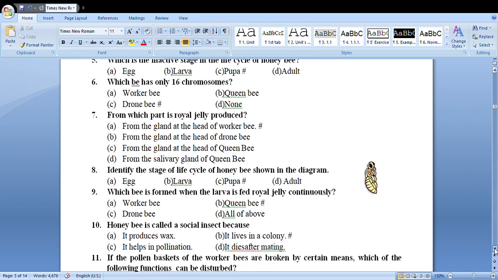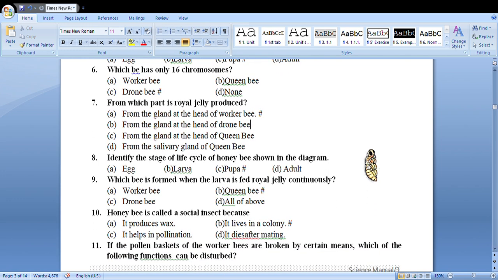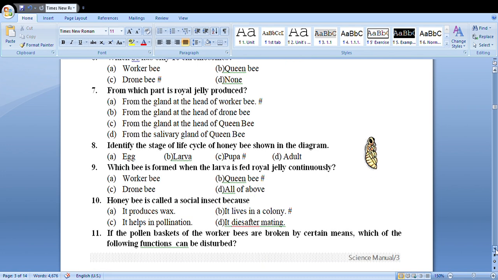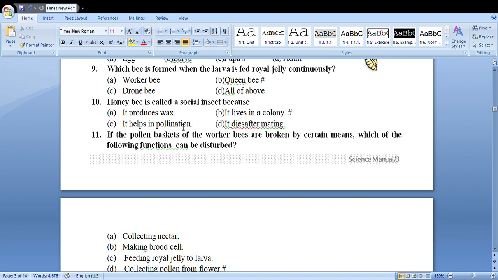Which stage of the life cycle of honeybee is shown in this diagram? Obviously this is not egg, not larva, not adult. Rather it is the pupa stage, third stage. Which bee is formed when the larva is fed royal jelly continuously? Obviously queen bee is formed if the larva is fed royal jelly continuously. Honeybee is called social insect. Why? Because it lives in a colony, means a group.